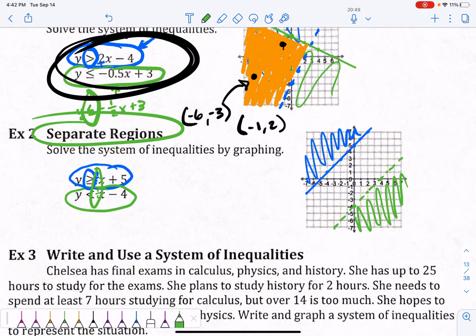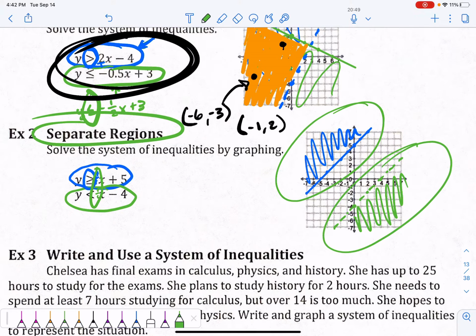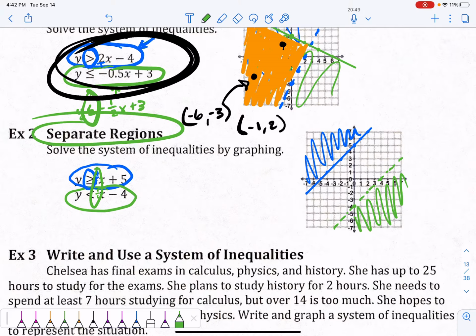Well, there's no region here that's double shaded, which means there's not one ordered pair that will be sufficient for this area and for this area. So in that case, we say we have no solution. There's not one solution that works with the top shaded region and the bottom shaded region as well. Okay, so no solution there.